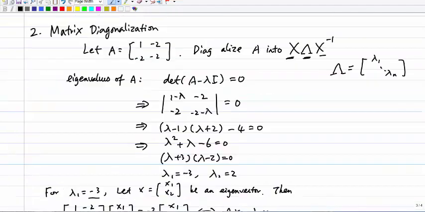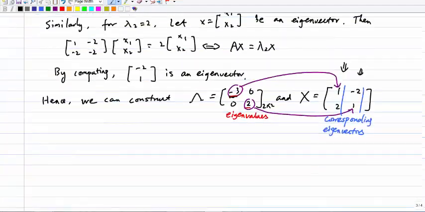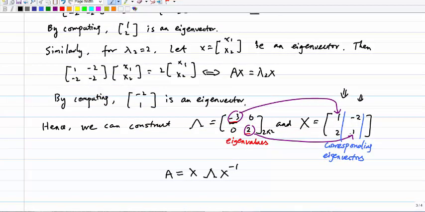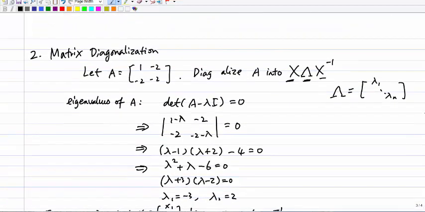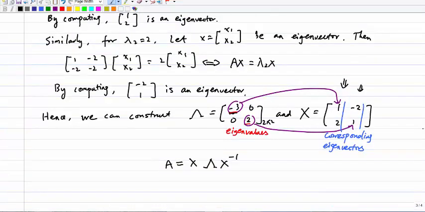Then I will have this relationship: A will be equal to X lambda times X inverse. So X is defined right over here, Lambda defined over here. Of course, you can swap the order. If you switch the order of 2 and -3, you must switch the order of these two columns. That's true as well.